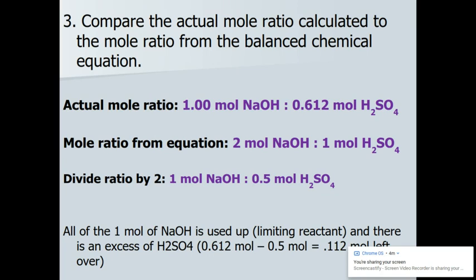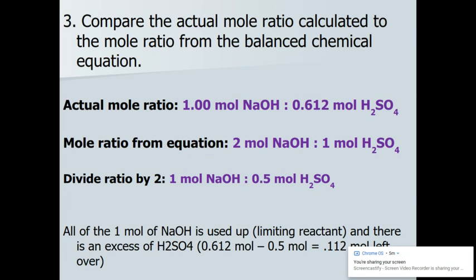Well, all of the 1 mole of NaOH is going to be used up. There's still going to be some of our sulfuric acid left over, if you can see that. Look, if we have 1 mole of NaOH, it's going to react with 0.5 moles of H2SO4. We have 0.6, which means we have 0.112 moles left over, which means that sodium hydroxide, NaOH, is the limiting reactant. Once we react, there's going to be leftover H2SO4, and that is the excess reactant.